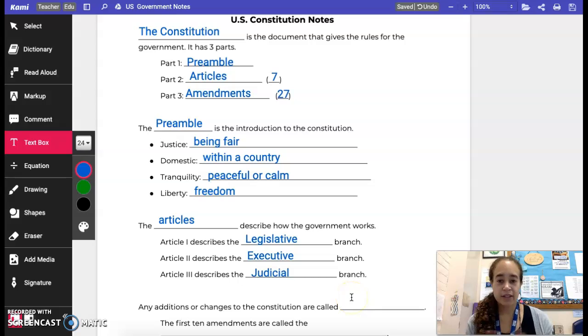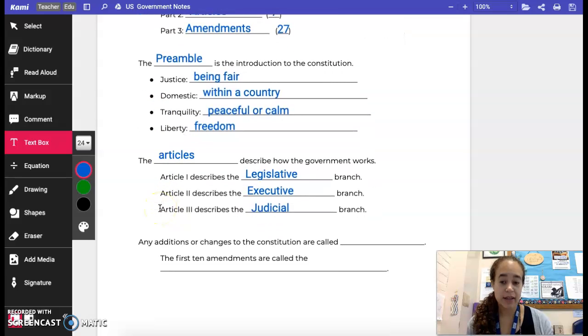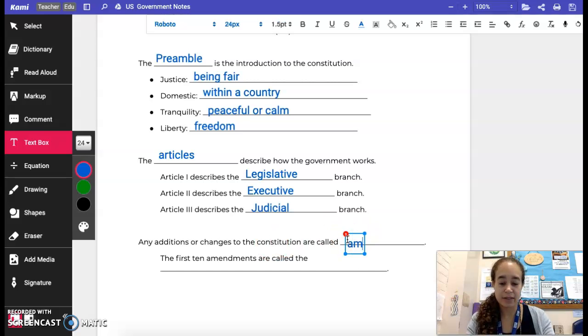So if we thought of the Constitution as like an essay you're writing for ELA, you might think, all right, preamble, that's my introduction. Articles is kind of like those body paragraphs that you put in the middle. And then amendments would be conclusion, or in this case, there are any add-ons. Any additions or changes to the Constitution are called amendments. To amend means to change or fix.